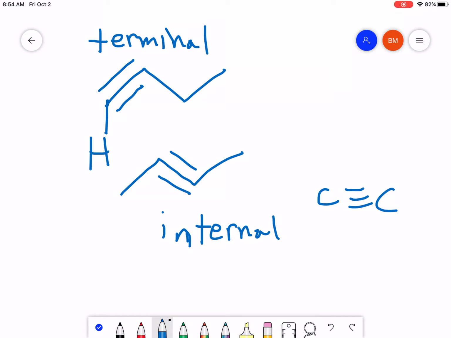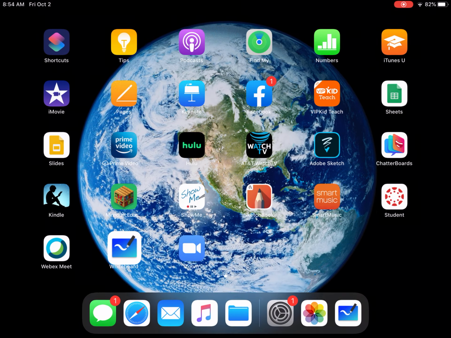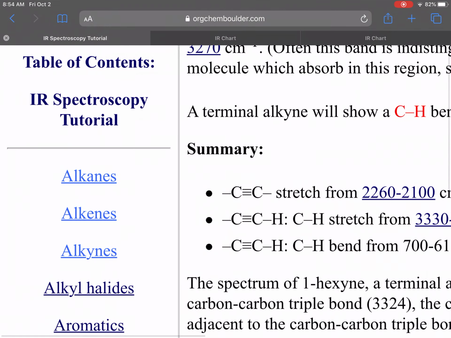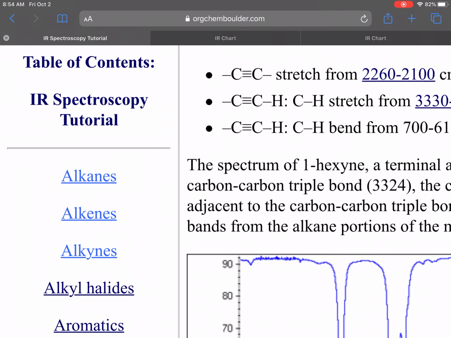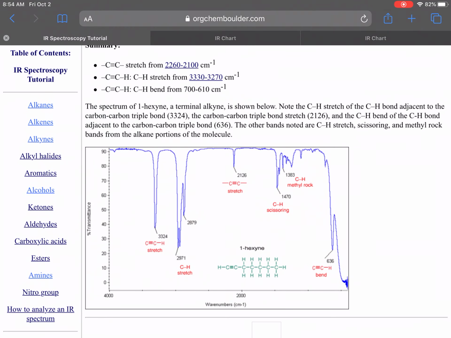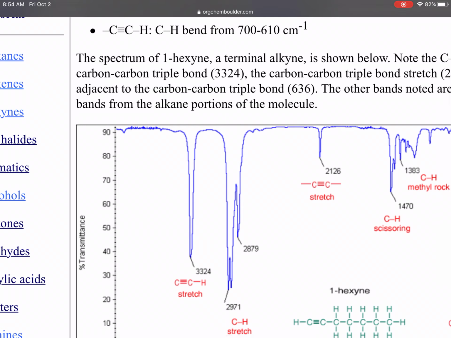So, that means with terminal alkynes specifically, we can also see the sp hybridized CH stretch. And you can see that over here. This one really sticks out. This is the peak at 3324 in 1-hexyne. Usually the sp CH stretches are pretty easy to see. They're usually moderate to strong in intensity, and usually fairly pointy. They're fairly sharp.